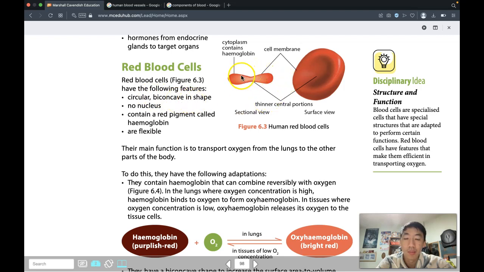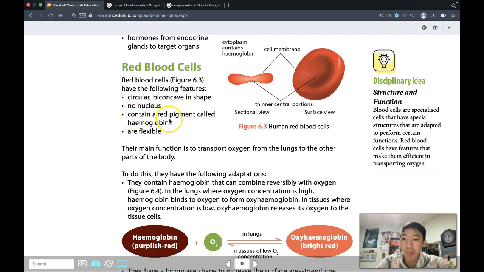The meaning of biconcave is that there are two caves. Bi means two. So this is a biconcave shape, and underneath it is also the same biconcave shape. Because of this shape, it increases the surface area to volume ratio, and that increases the rate of diffusion of oxygen into the cell and out of the cell also. The red blood cell has no nucleus. This allows it to carry more hemoglobin to bind to even more oxygen.